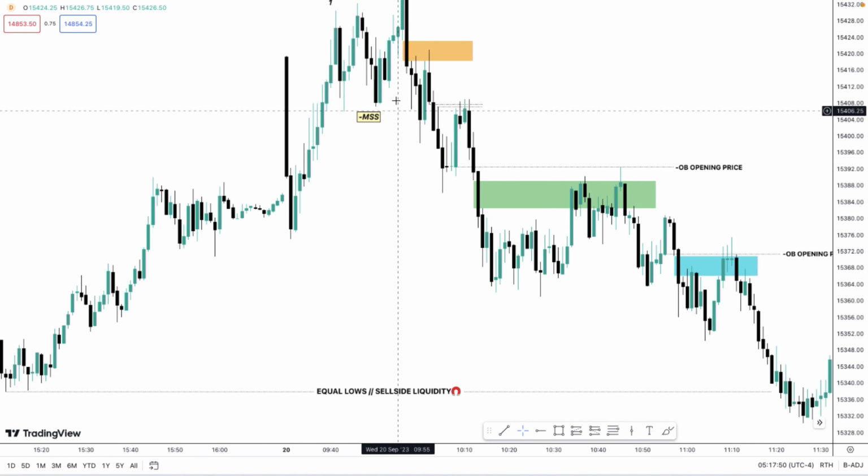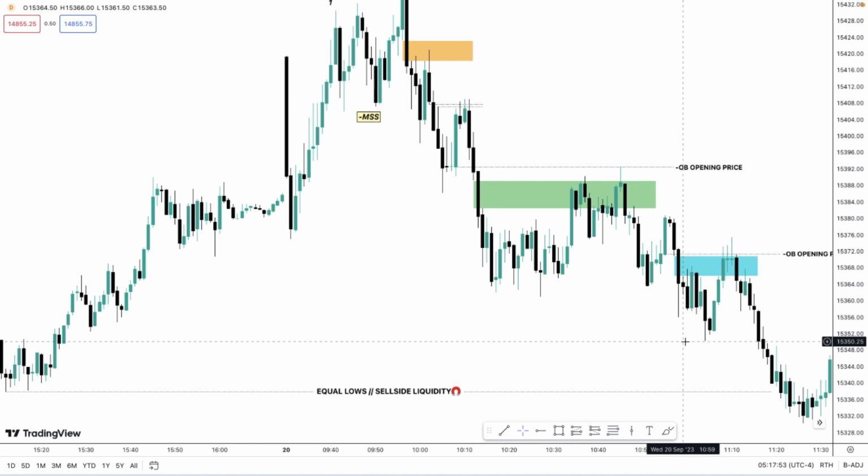You enter at the fair value gap. We have a fair value gap there.